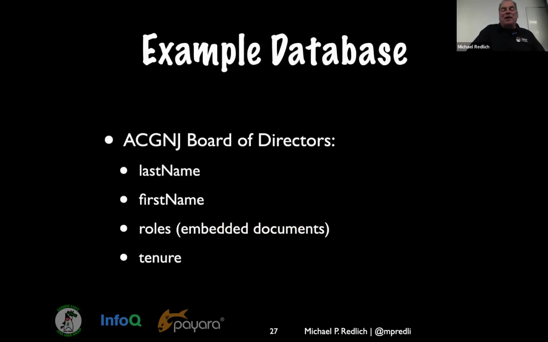All right, so the example database, as I just mentioned, is the ACGNJ Board of Directors. Everybody familiar with ACGNJ? You should be, right? No? Amateur Computer Group of New Jersey? Started the year before the first TCF. What's that? Yes, that's right. Yeah, so they're still going these days, right? But I think their meetings are all virtual now. But anyway, this is the data I'm going to store.